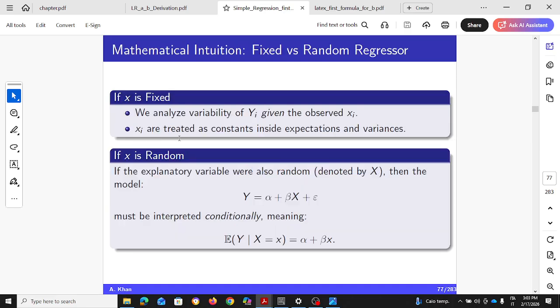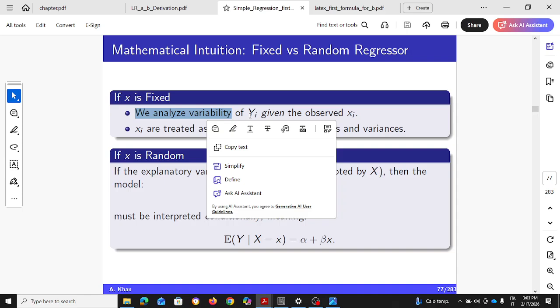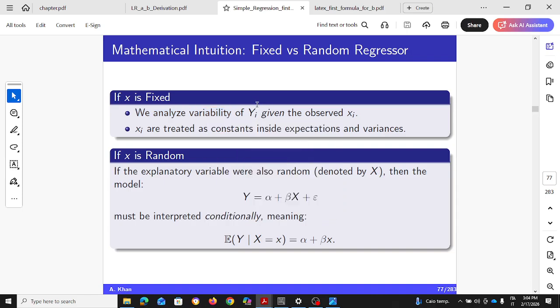Now, if the value of x is fixed, we analyze the variability of y, the output of our experiment, given that the observed value is xi. And if the value is fixed, this means its variance and expectation are constant.